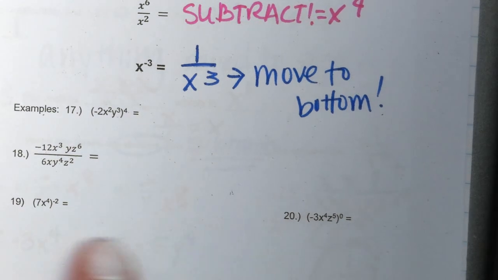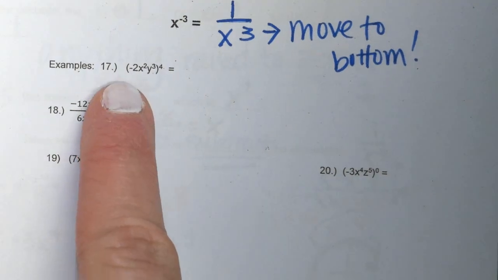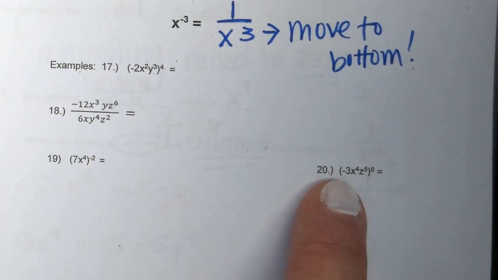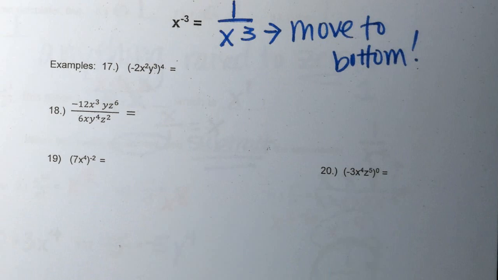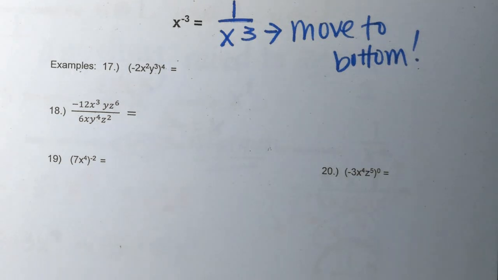What I want you to try to do here is use the rules we just went over and do 17, 18, 19, and 20. Do them tonight, because tomorrow we are going to go over them. This is a way for me to check that you did the video and understand what we're doing. So please do these 4 problems.